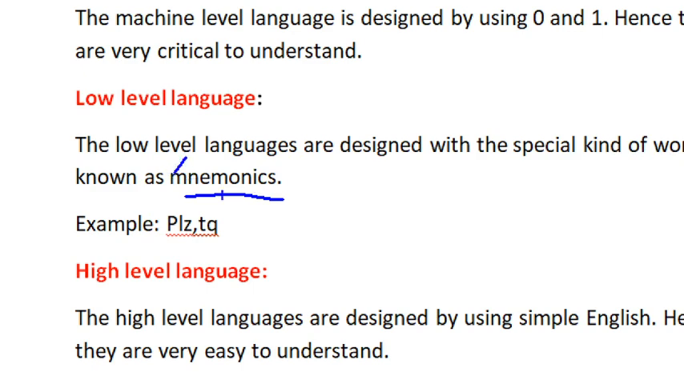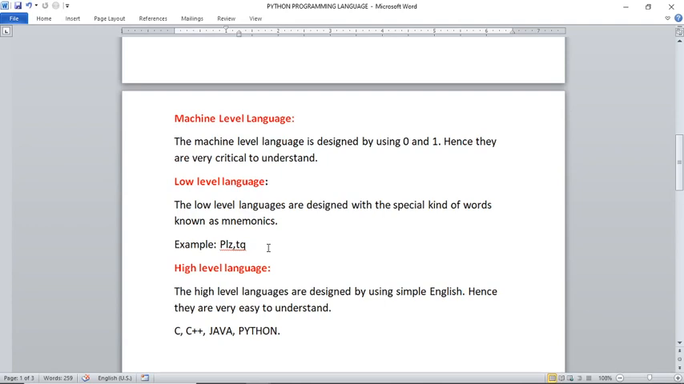Here the M is silent. An example for that is, while chatting we type shortcuts like PLZ for please, and instead of thank you, we just type TQ. This kind of words we call mnemonics. When compared to the machine level language, it is somewhat easy. That is low level language. It is designed with a special kind of words called mnemonics. Mnemonics is nothing but shortcuts.